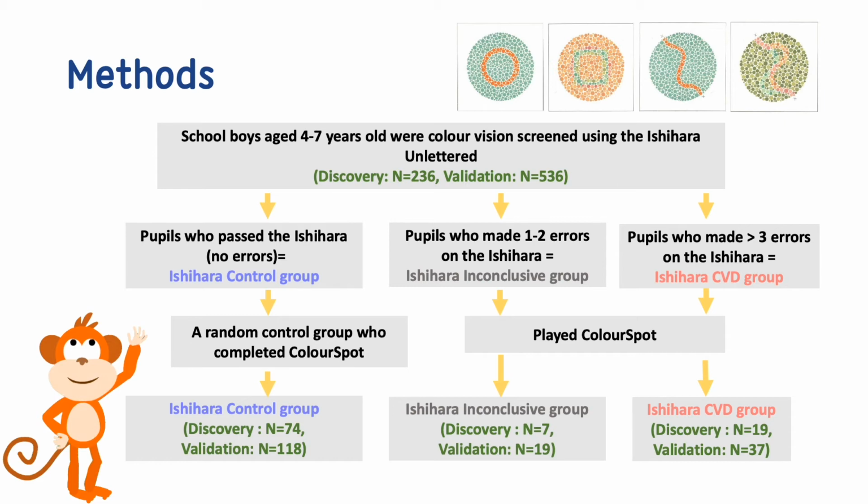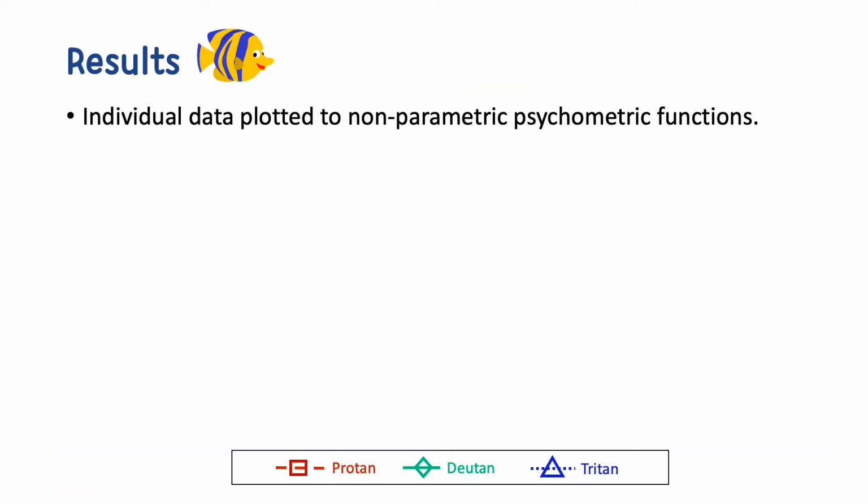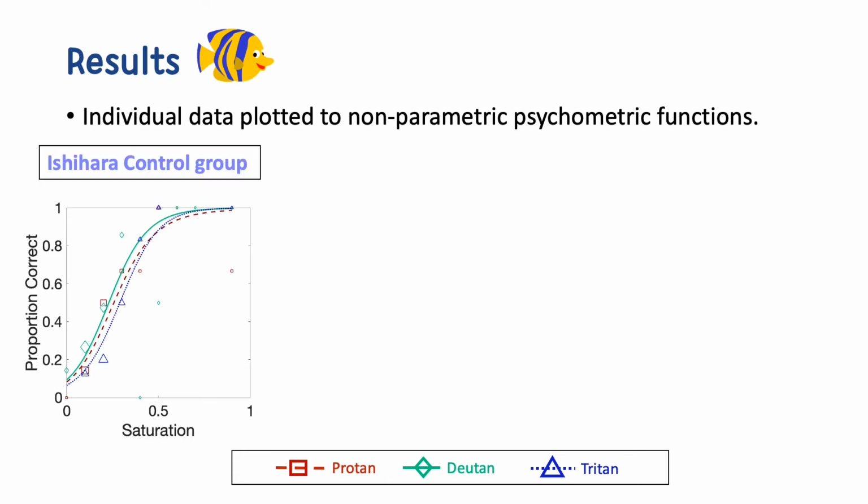So moving on to results, each individual's data will be plotted to non-parametric psychometric functions. This is an example of a child's performance in the control group.